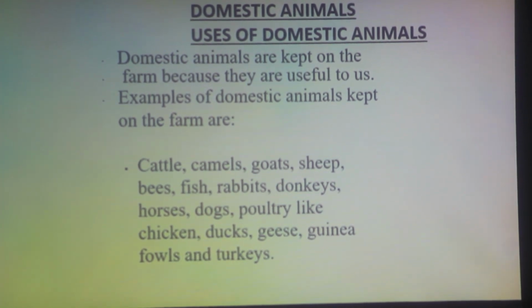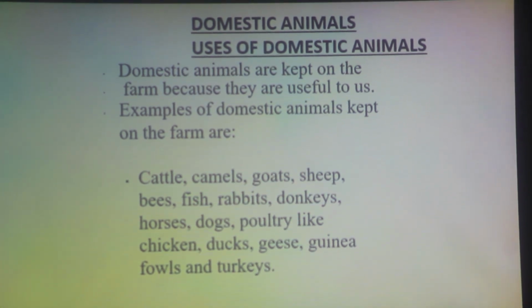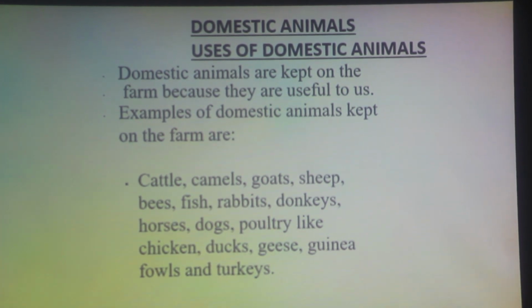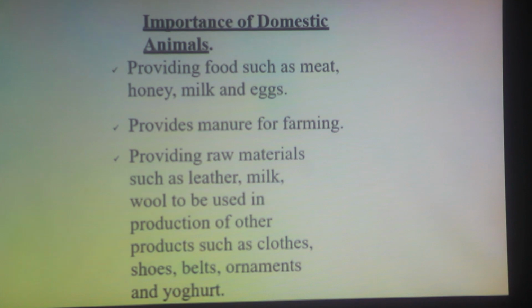And examples of those domestic animals kept in the farm are the cattle, camels, goats, sheep, bees, fish, rabbits, donkeys, horses, dogs, poultry like chicken, ducks, geese, guinea fowls, and turkeys. Some of these domestic animals are: number one, providing food such as meat, honey, milk, and eggs.